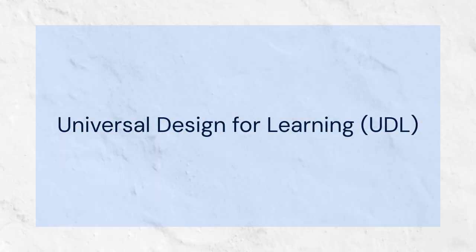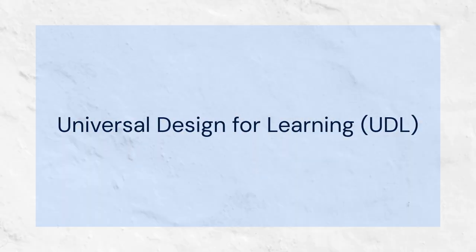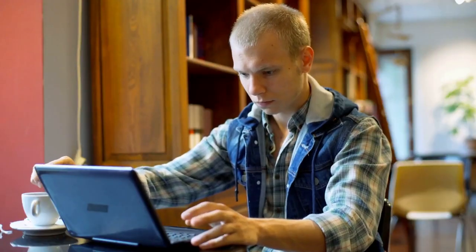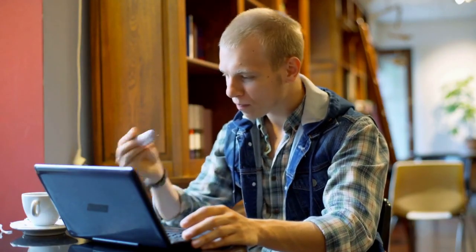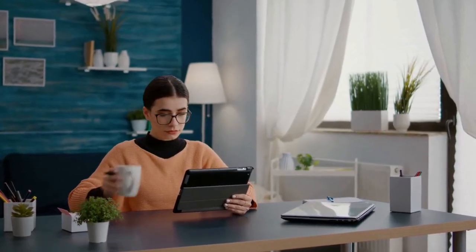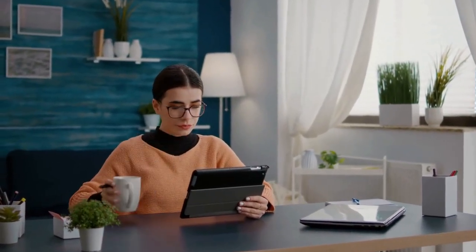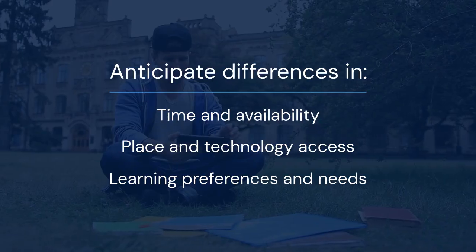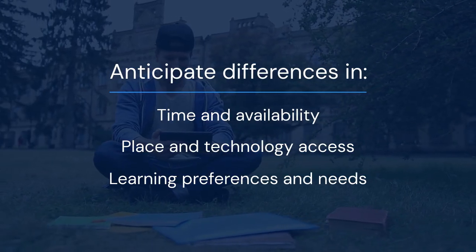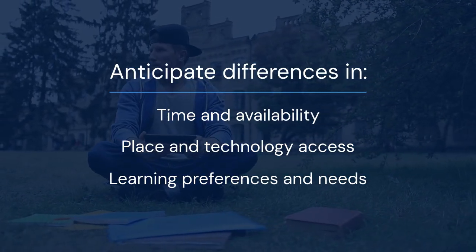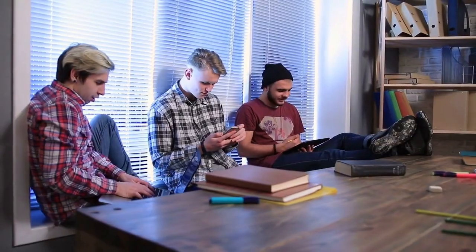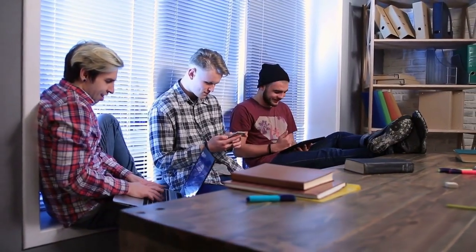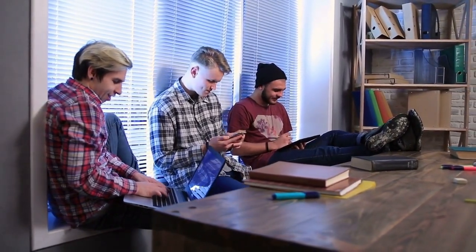A key approach to achieve this is Universal Design for Learning, or UDL. UDL encourages us to design for variability from the start, rather than patching solutions later for students who are remote, asynchronous, or have different needs. It's a proactive mindset. UDL asks us to anticipate differences in time and availability, place and technology access, learning preferences and needs. By thinking ahead, we can avoid creating barriers that exclude certain groups of students.